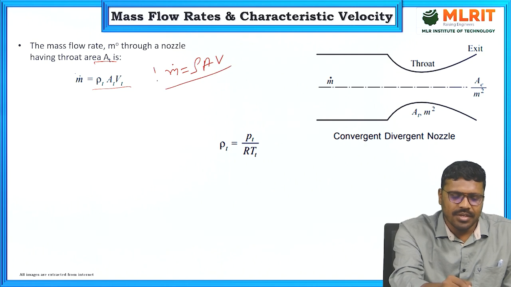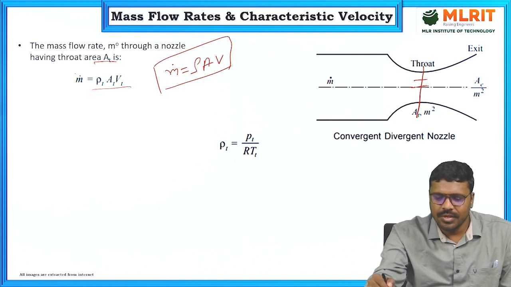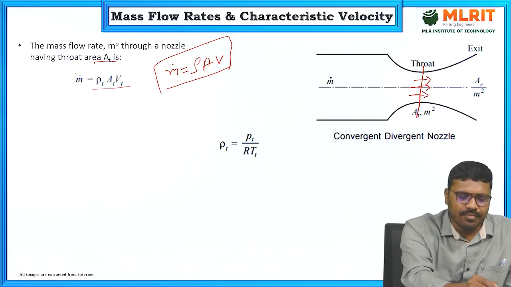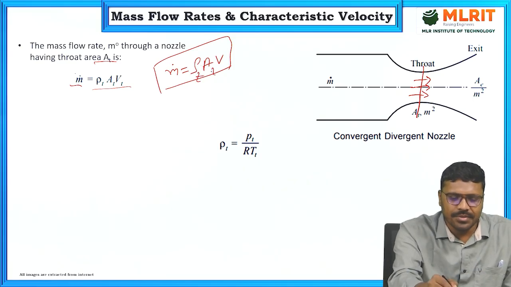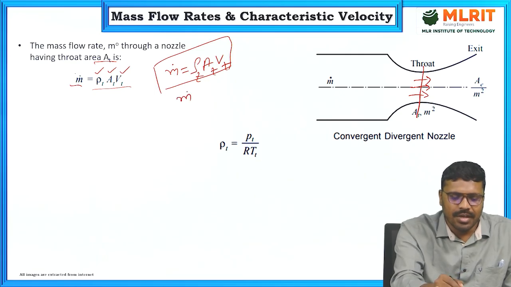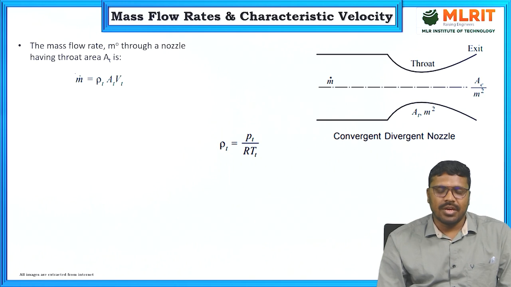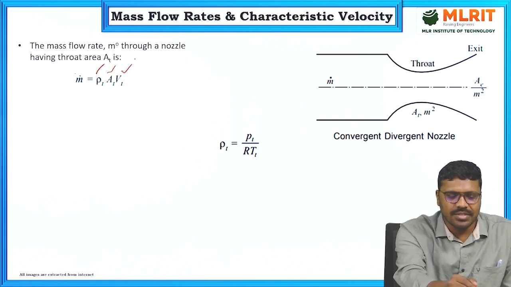From that, if you write the mass flow rate through the throat, at that particular section at the throat, we calculate the mass flow rate. That mass flow rate is equal to density at the throat, that is rho T, and area at the throat, and velocity of the gas at the throat. So the equation will be m dot is equal to rho T At Vt, from the basic formula m dot is equal to rho AV. So in this formula, we have parameters density, area at the throat, and velocity at the throat.